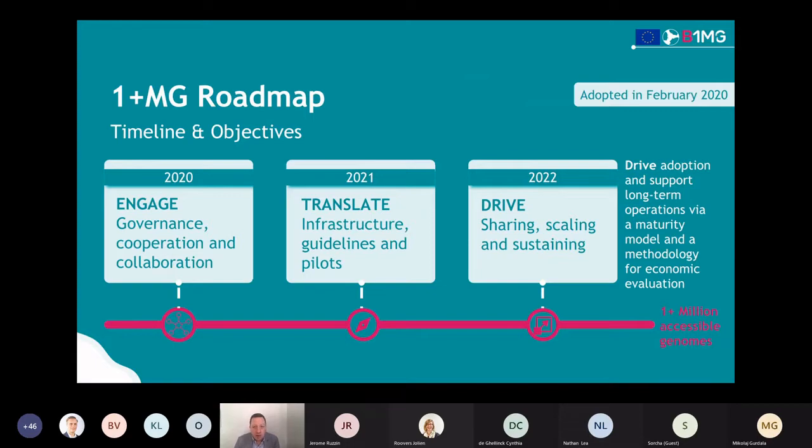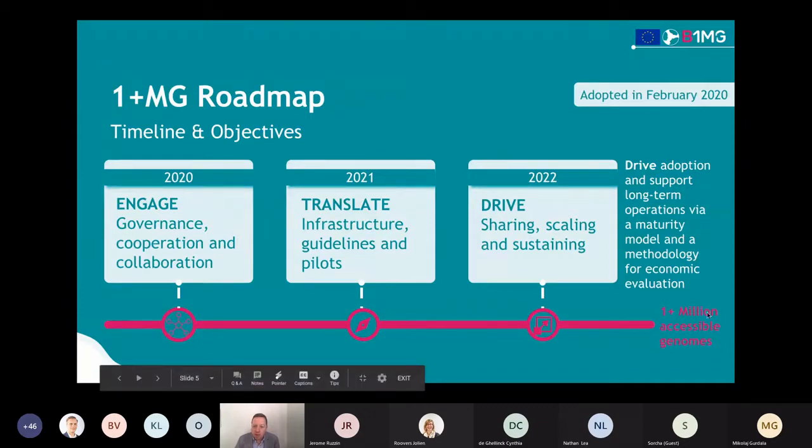But a declaration in the previous months has set out a roadmap of how it can achieve the aims of that declaration to access 1 million human genomes transnationally by 2022. And at a high level, in 2020, it's about engagement and building the governance. 2021, translating the governance and the requirements into standards and guidelines. And then in 2022, driving the uptake of those standards, those guidelines, and those proof of concepts to meet the aim of the 1 million genomes declaration.